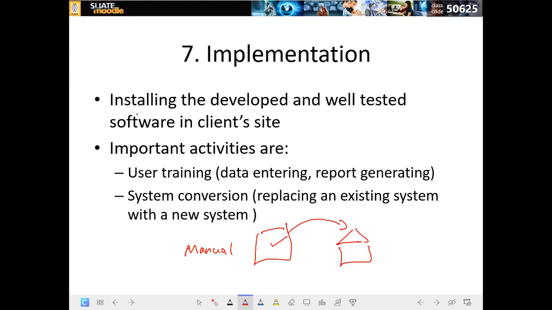At this stage, it says installing the developed and well-tested software in client side. Right. The IT people, IT organization created this one. They tested modules, they tested the integration, they integrated the system and tested, and they got it tested from the users from the hotel. Now it's ready to implementation. Now they are going to install, right? Install in client side, right?